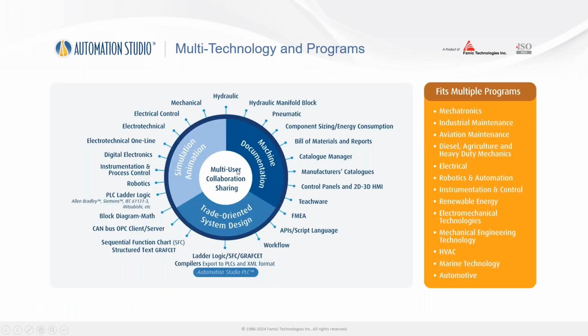Automation Studio is a multi-user collaboration and sharing tool which is used for simulation, machine documentation, and trade-oriented system design. In the simulation, we have electrical, electrotechnical, digital, instrumentation, robotics, hydraulic, mechanical, and some logic development like sequential flowchart, block diagram, workflow, and TageWare. So we have many more features. It fits multiple programs like mechatronics, industrial maintenance, diesel, agriculture, electrical. You can see the list here, and the last is automotive.